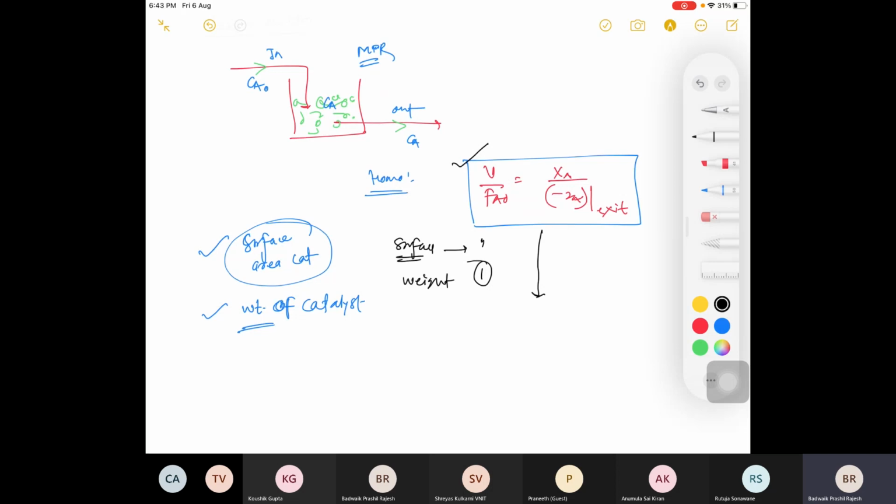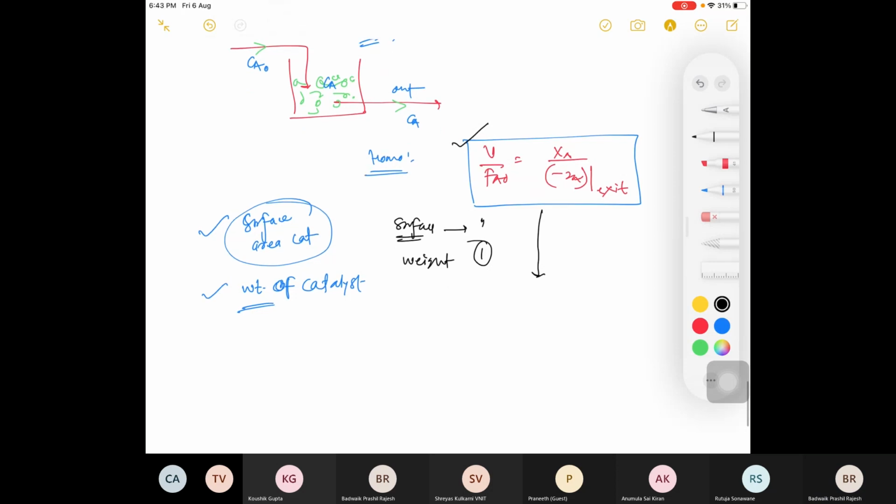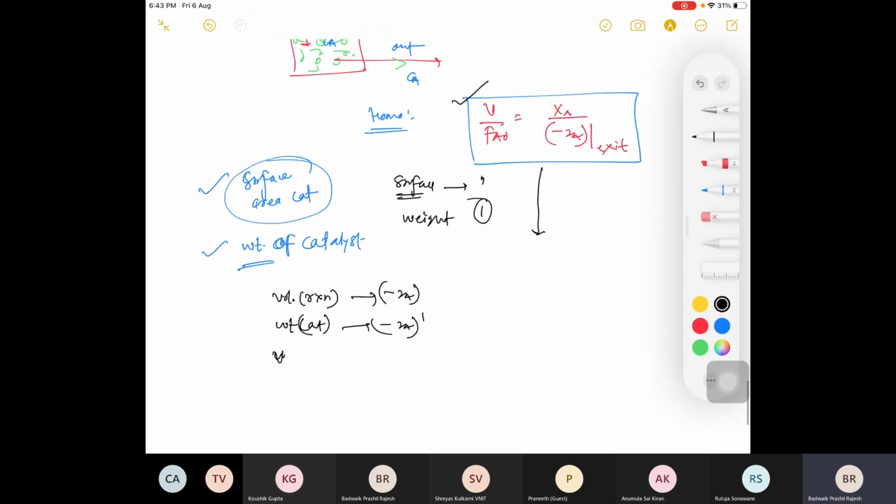So what will be the change? Suppose I'm writing volume of reaction mixture as it is, minus Ra, then weight of catalyst as minus Ra dash, then volume and surface area. Surface area I'm writing as double dash. Just I need to change this sign only, based on what factor I am defining the rate.